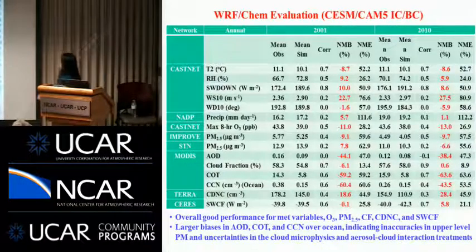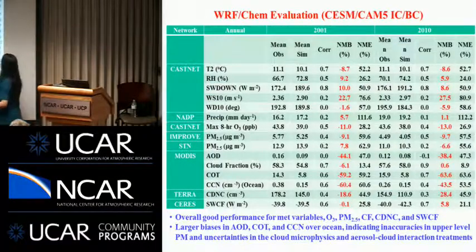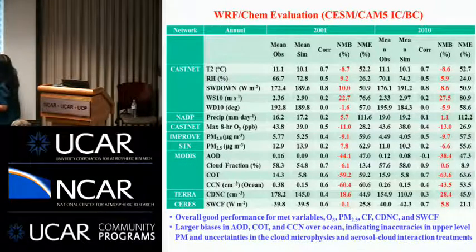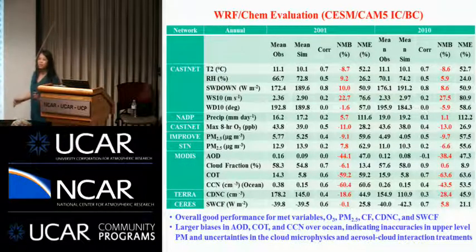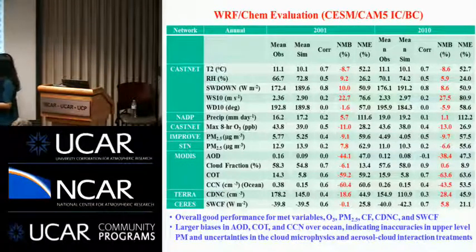Then this table summarizes the overall performance for WRF simulations. We did 3 years for a 10-year period: 2001, 2006, and 2010. This table summarizes statistics for 2001 and 2010, a 10-year gap in between. Now, if we take a look at the statistics highlighted here in red color, those are normalized mean bias in terms of percentage. Overall, the model does a reasonably good job, and in some cases, it's very good.